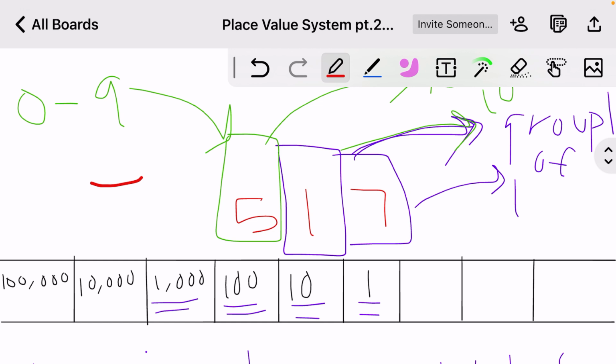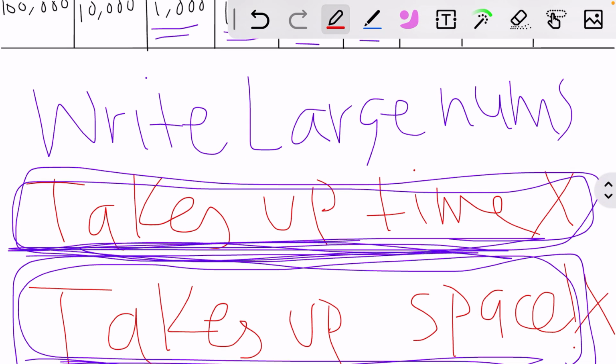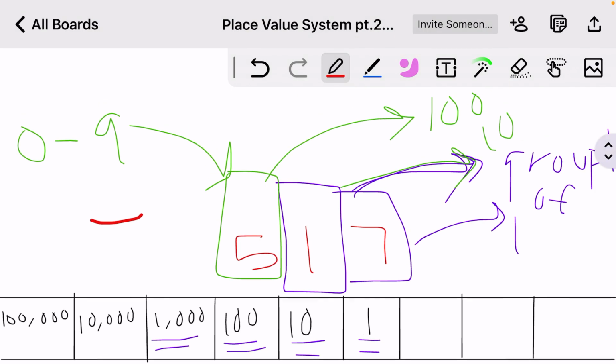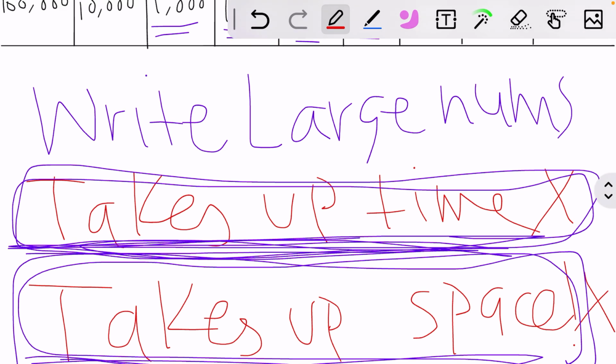In part one of the place value system, what we talked about was essentially how we got to this point to begin with. When did we start writing numbers using this place value system? And what we talked about was basically it was really hard way back in the day, 10,000, 20,000, 50,000 years ago. The way people wrote numbers was mainly with tally marks and other small pictures, basically. And that works until you need to write large numbers.